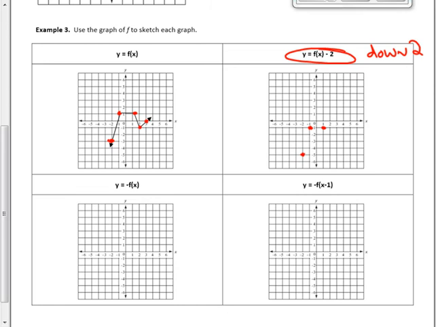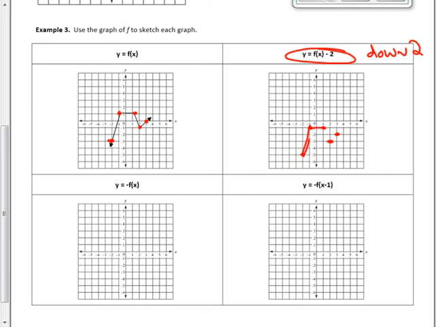The next point was at 2, -1. Well, I'm going to move that down 2 spots to get me to 2, -3. And then the last point I had was at 3, 0. I'm going to move that down 2 spots to get me at 3, -2. So the graph looked something like this.